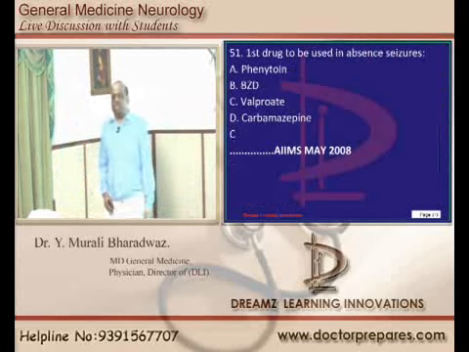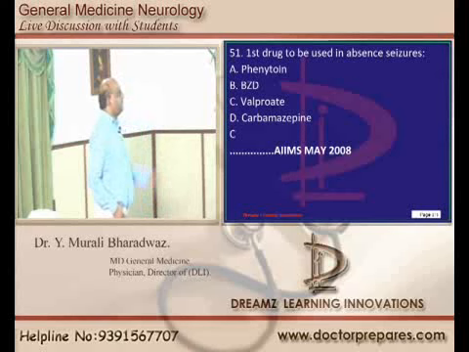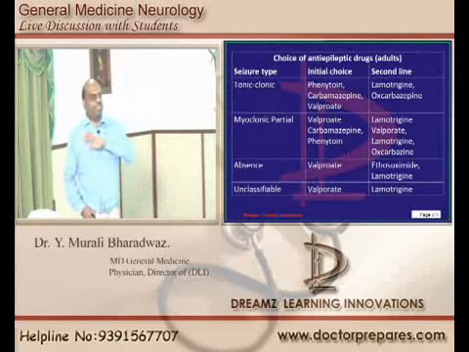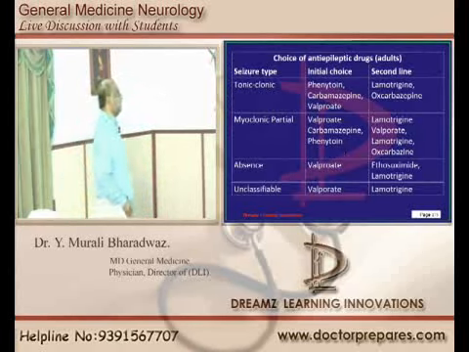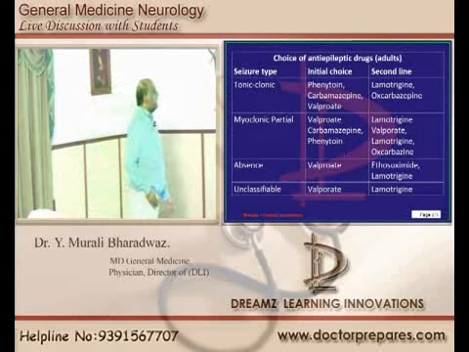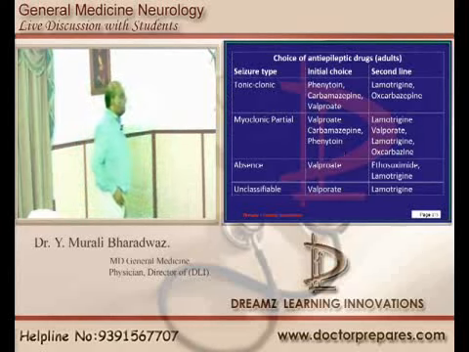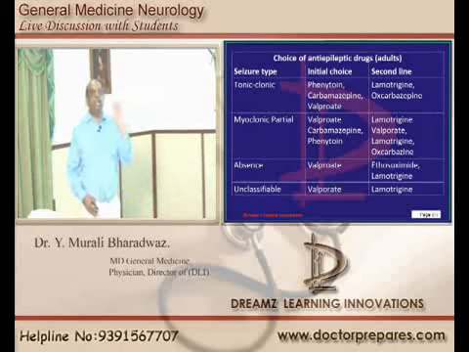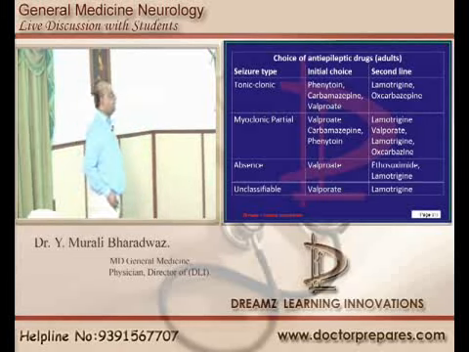What is the drug of choice in absence seizures? For each seizure type, the drug of choice, you should be 100% sure without doubt, doctor. Phenytoin, carbamazepine for tonic-clonic; myoclonic is valproate, absence is valproate, and any unclassified seizures also valproate, a broad spectrum anti-epileptic.